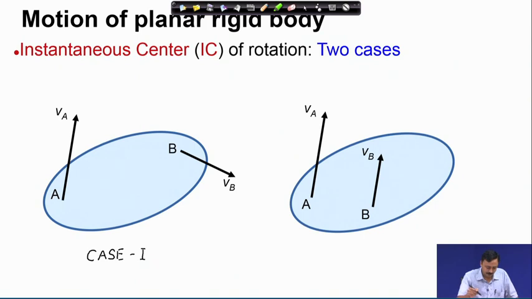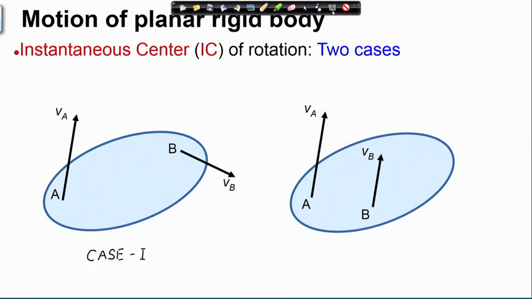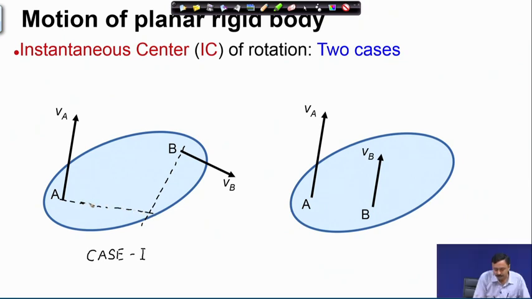So, if I ask this question, let me take a direction perpendicular to V b and a direction perpendicular to V a, and locate my point C here on the intersection of these two perpendiculars.